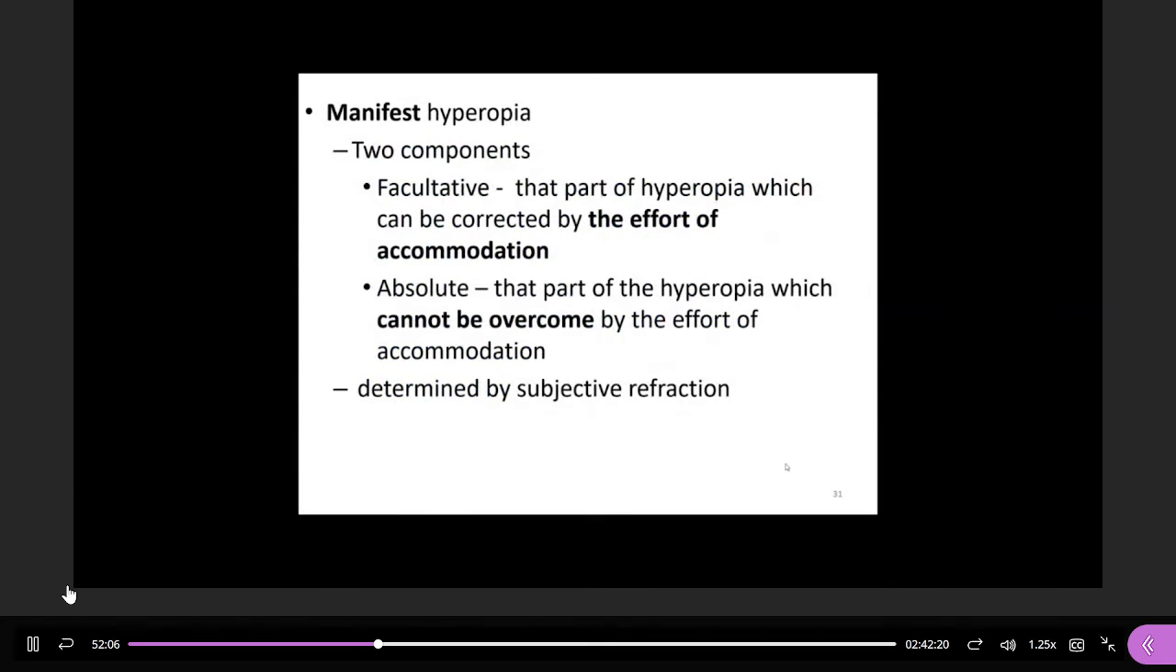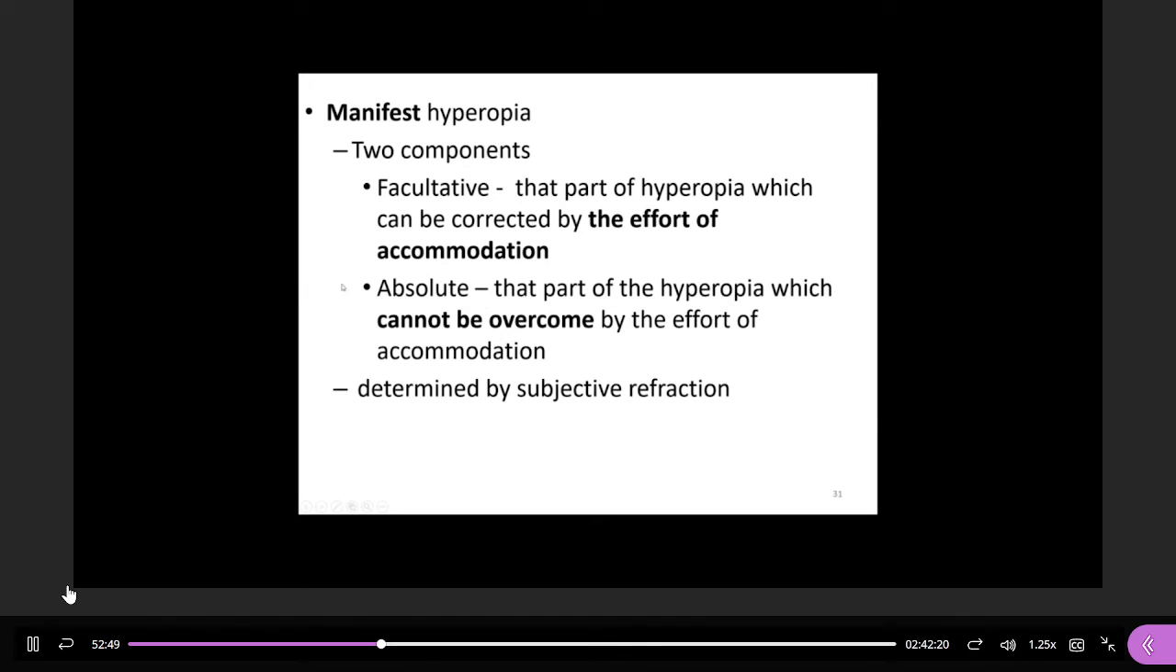So these are the definitions. Manifest hyperopia has two components. One is facultative. Why is it facultative? Facultative means false, fake, not real. Why is it not real? Because this part of the hyperopia can be corrected by the effect of accommodation. Remember, this accommodation does not need to be revealed by the drug. They have their own ability, saving the power to adjust the hyperopia. So we call that facultative.